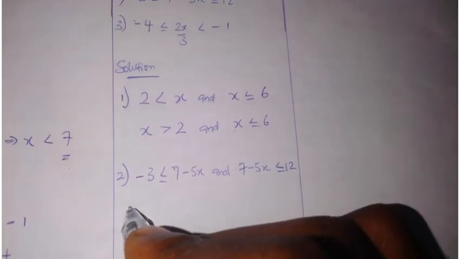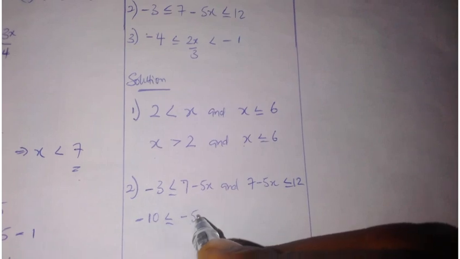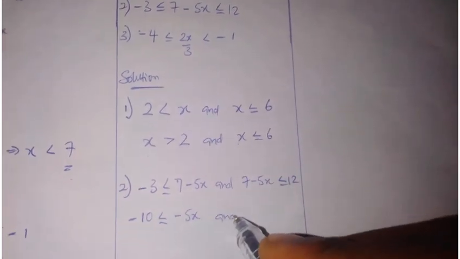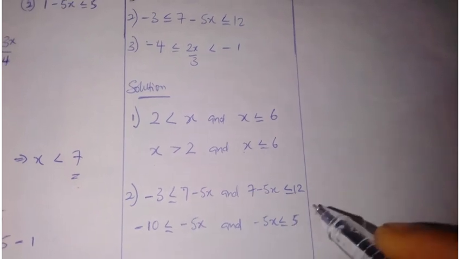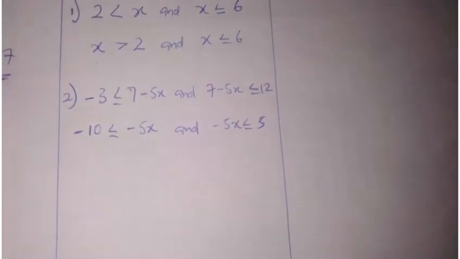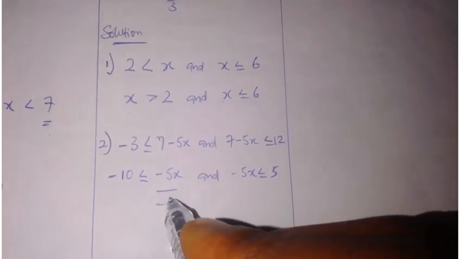Now on solving, what do I have? This becomes minus 10 less than or equals to minus 5x, and this becomes minus 5x less than or equals to 5, if you solve it very well. Now from here, what do I have? Divide both by minus 5.